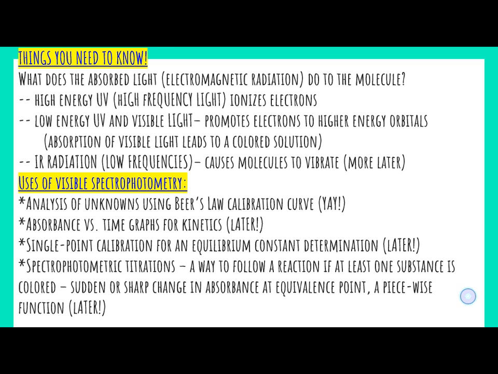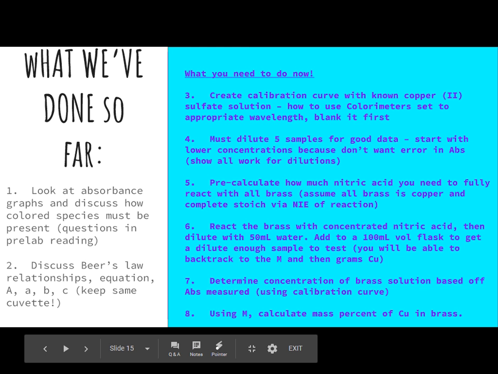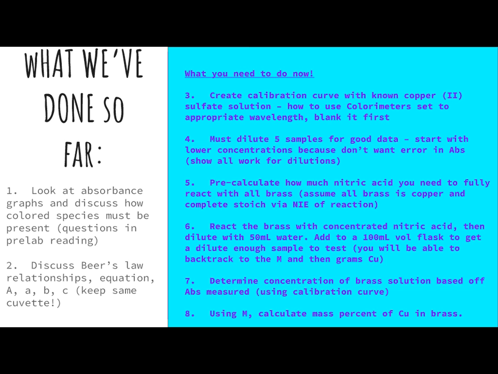All right, so here's what we have to do. Here are your steps. You guys on the slide with me? Here's what we've done so far. We looked at the graphs. We know the species, the copper 2 species we're looking for. We know the maximum absorption wavelength that they will absorb the most at. We understand the relationships between Beer's law variables. Now we need to create a calibration curve of known copper 2 sulfate solutions.